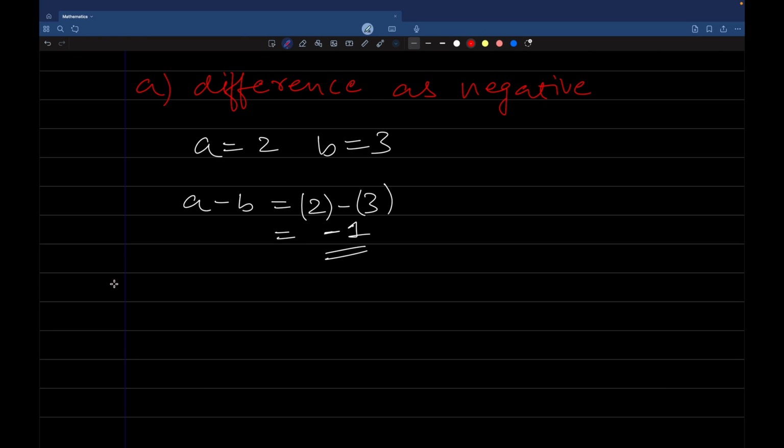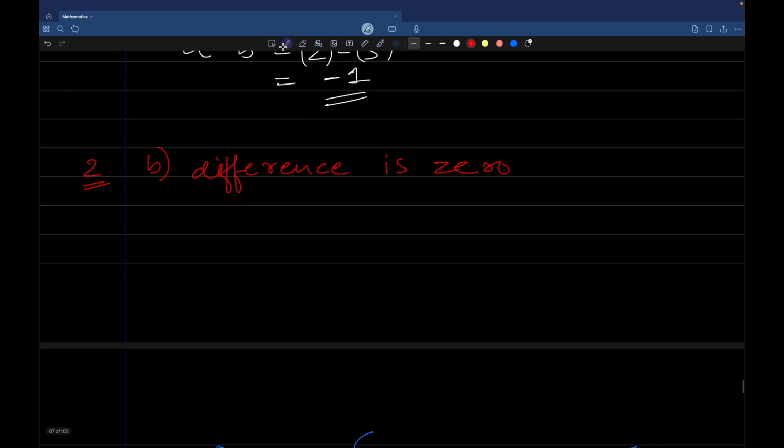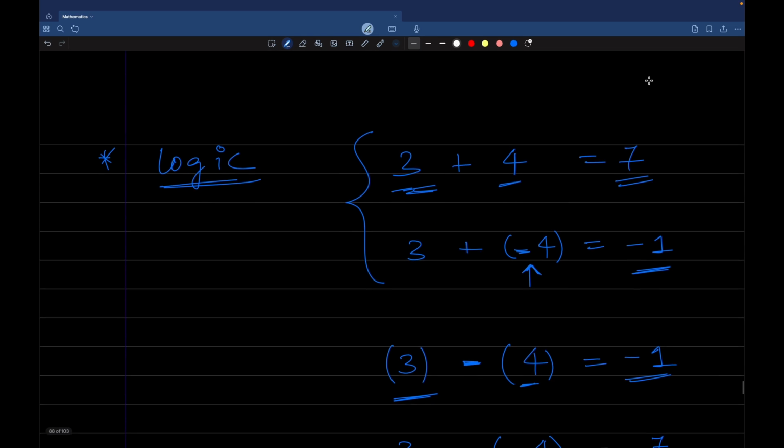Now question number 2b. Question number 2b says that we have to find numbers such that the difference is 0. We can take a equals 9 and b equals 9. We will get a minus b equals 9 minus 9 equals 0. We get the difference as 0.